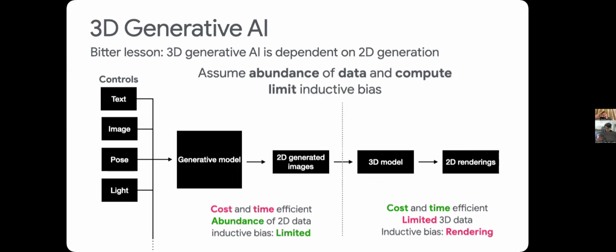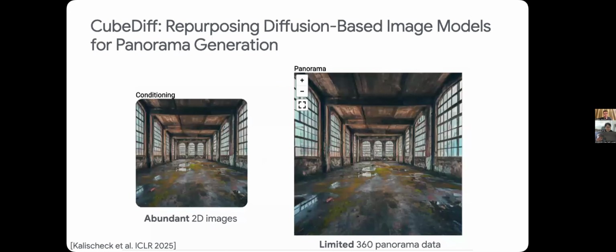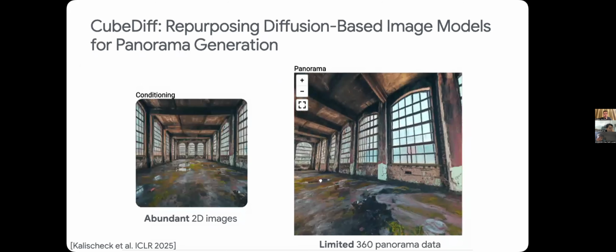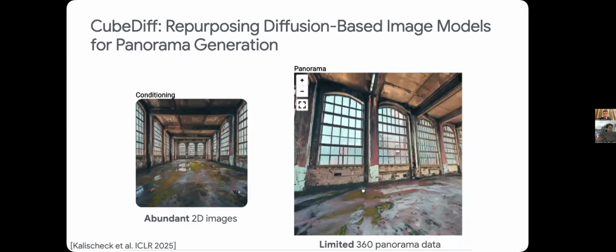And one work that demonstrates the dependence on a strong 2D generator is one of our works called CubeDiff. In CubeDiff, we address the task of 360 panorama generation given text or a single image. However, 360 panorama data is actually quite limited. So the task is, how can we scale a method to generate 360 panorama images despite a limited amount of data?